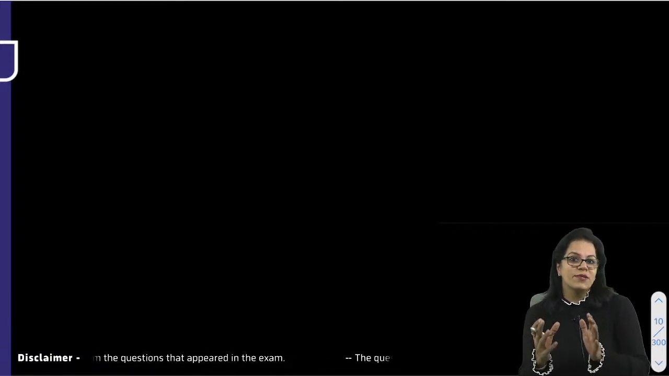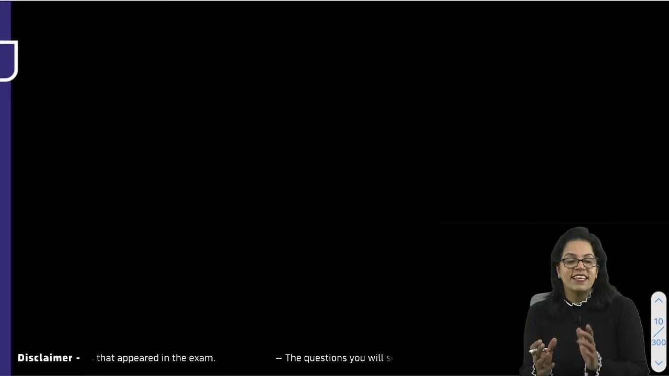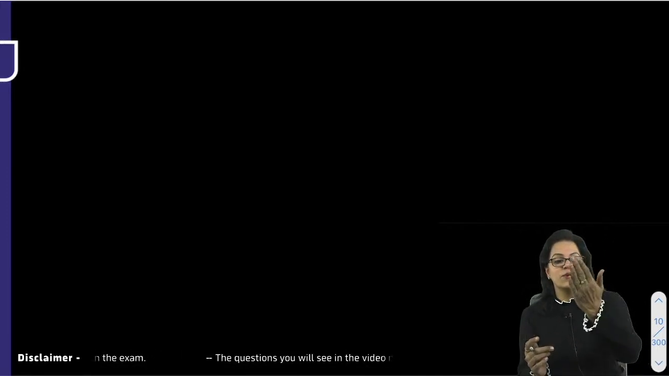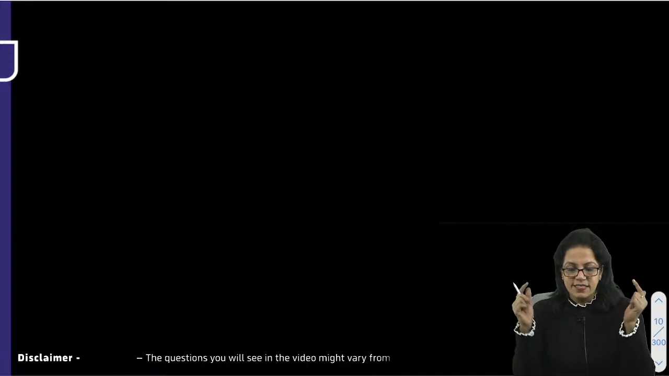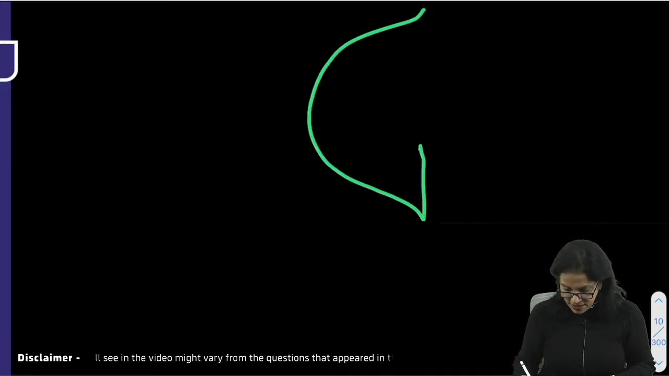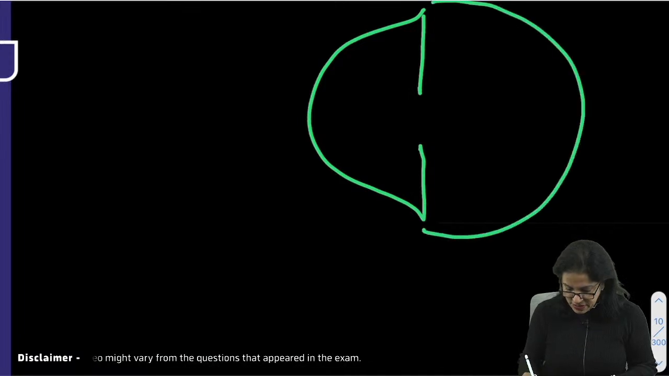Do you all know what is accommodation? We all know this. So when you are looking at the far and then you look at the near, what happens to your eye? There is convergence, there is miosis, and there is what? Accommodation. Okay, what happens in accommodation? We say there are 3 steps. What are the 3 steps? Keep listening, it's an interesting story.